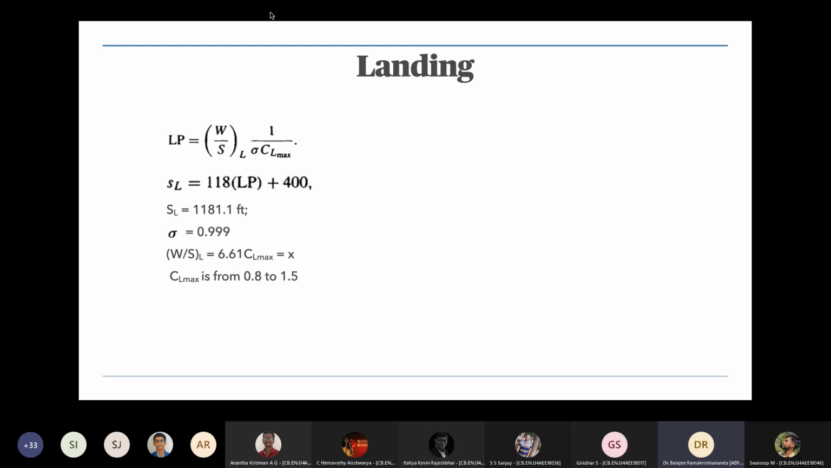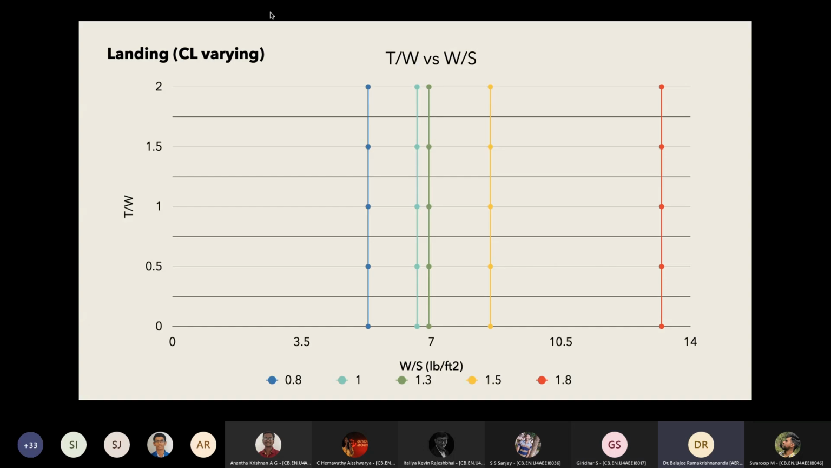But for a given CL max and a given sigma, if you decrease W by S, SL will decrease. Okay, sir. If you increase W by S, SL will increase. Now you are getting a W by S equal to this landing length. If the landing length is less than this, you don't bother. Correct? Yes. So if wing loading is less than this, it is okay. If wing loading is more than that, the landing length will be more than this, which is not allowed because you may run out of the runway. Yes, sir. Clear now? Yes. Okay, continue.